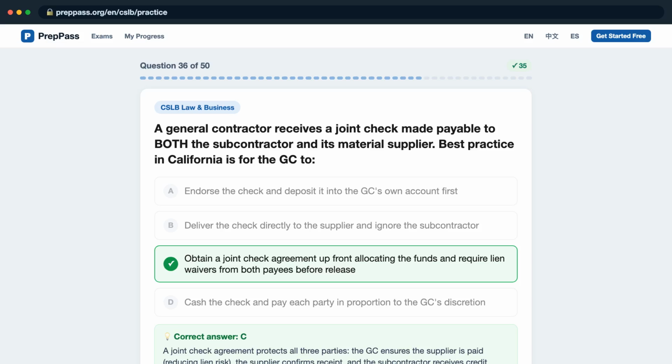A joint check agreement protects all three parties. The GC ensures the supplier is paid, reducing lien risk, the supplier confirms receipt, and the subcontractor receives credit. Conditional lien waivers under Civil Code Section 8132 should be exchanged for the joint check before endorsement.